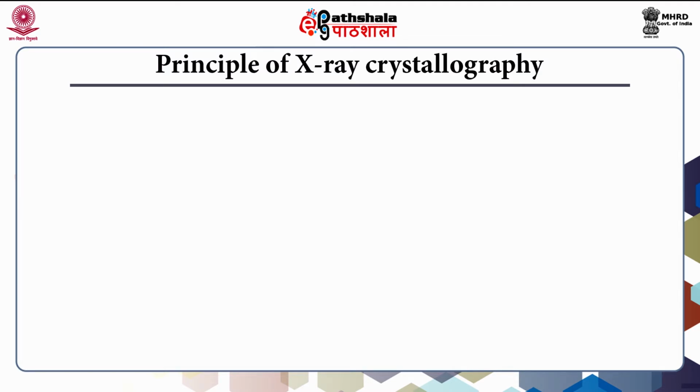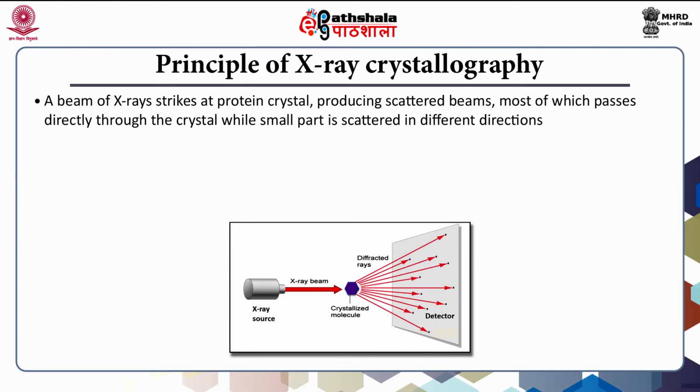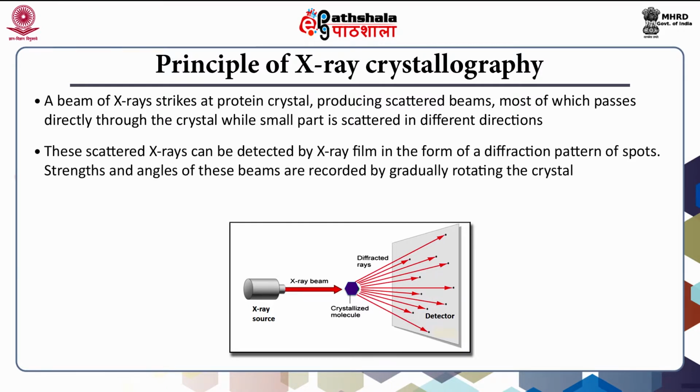Let us see the principles involved in X-ray crystallography. What is the principle? It is very simple. When a narrow beam of X-rays is directed at the protein crystal, most of the beam passes directly through the crystal while a small part is scattered in various directions. And these scattered or diffracted X-rays can be detected by X-ray film. That means, here we are understanding the third requirement of X-ray crystallography, that is a detector. The detector here is X-ray film or any solid state electronic detector.